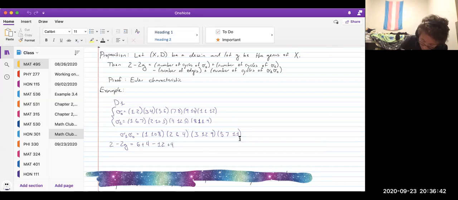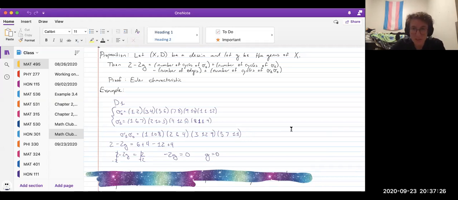Now that gives us 2 minus 2g equals, that's minus 2, right? Or am I wrong? Nope, that's positive 2. Okay, yeah. And so then we get minus 2g equals 0 if we subtract 2 from both sides, which means g equals 0. So yay, our permutation representation gave us the correct genus.